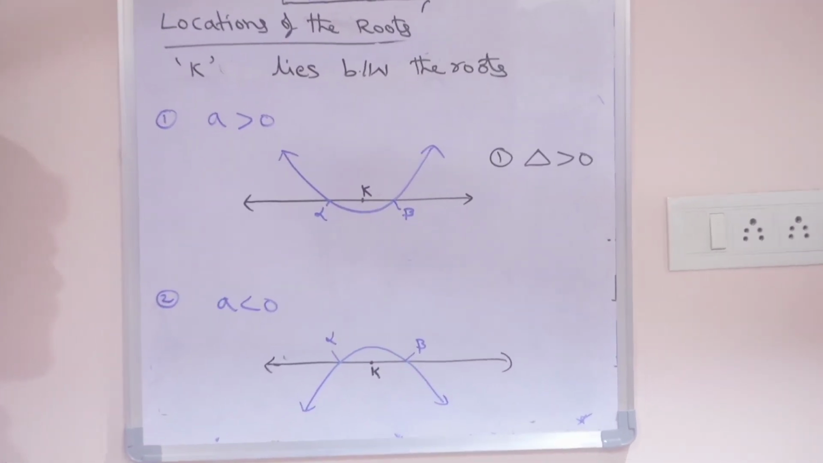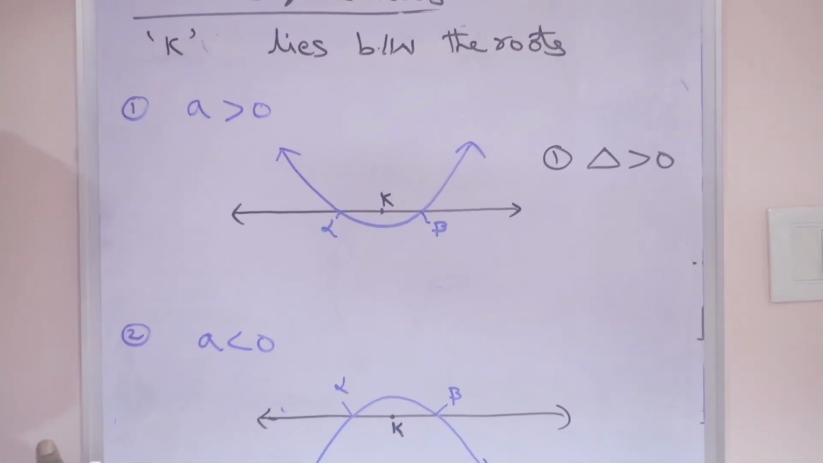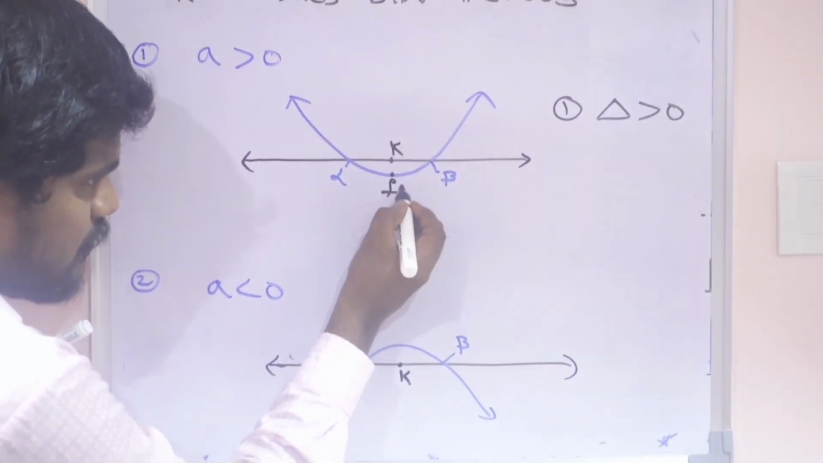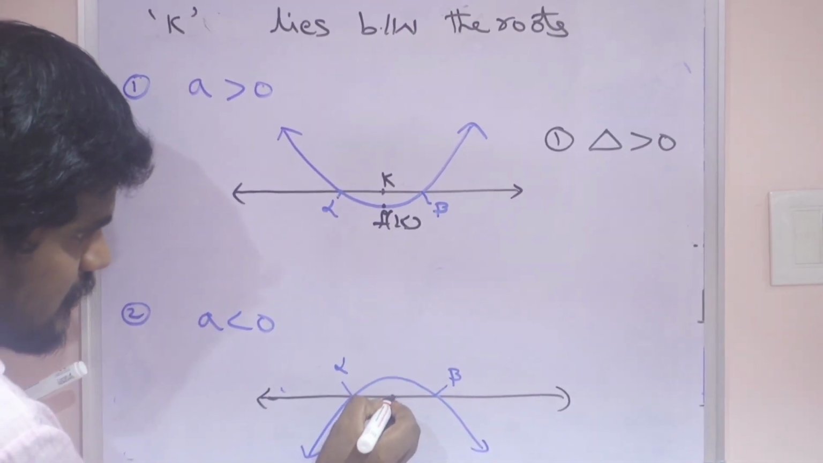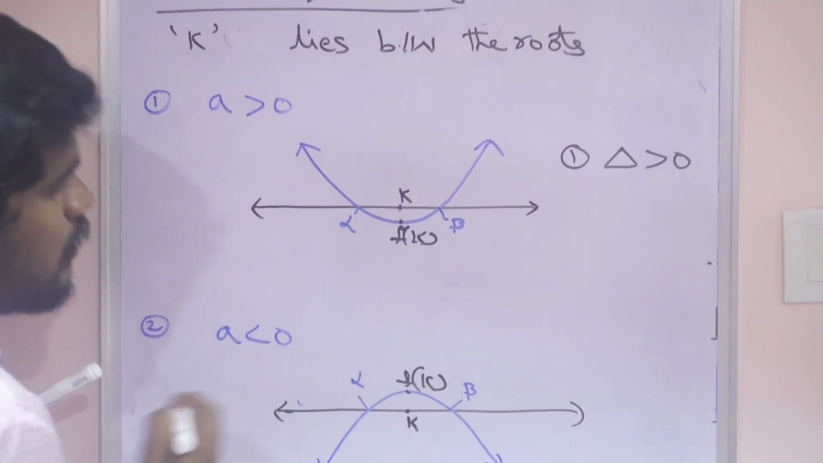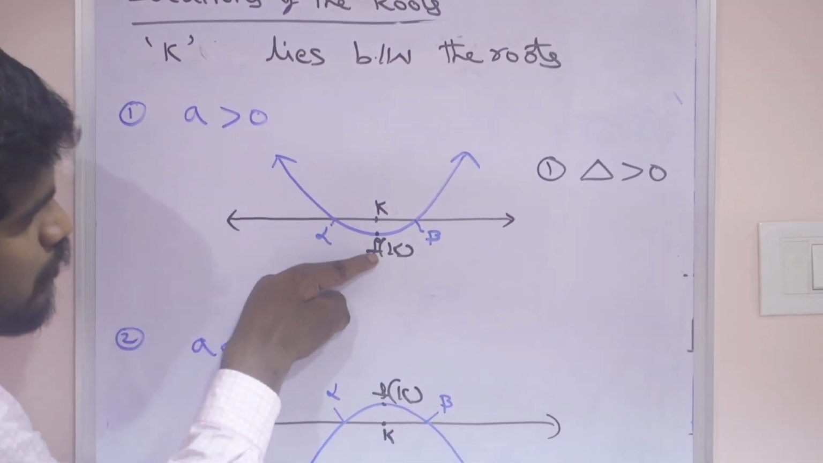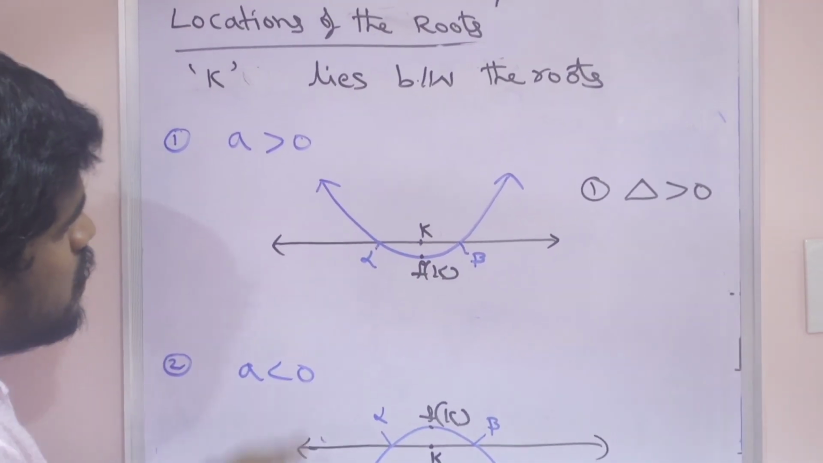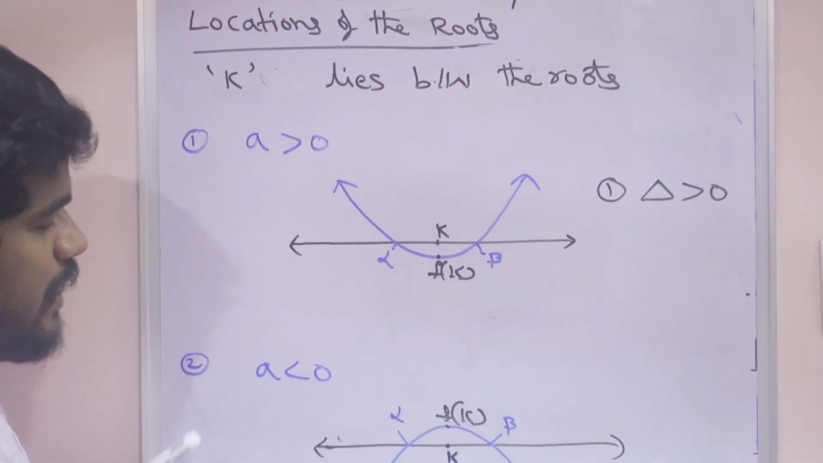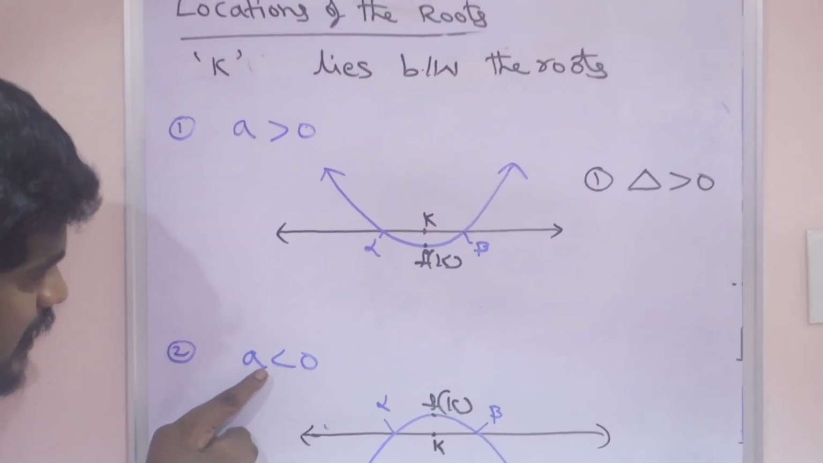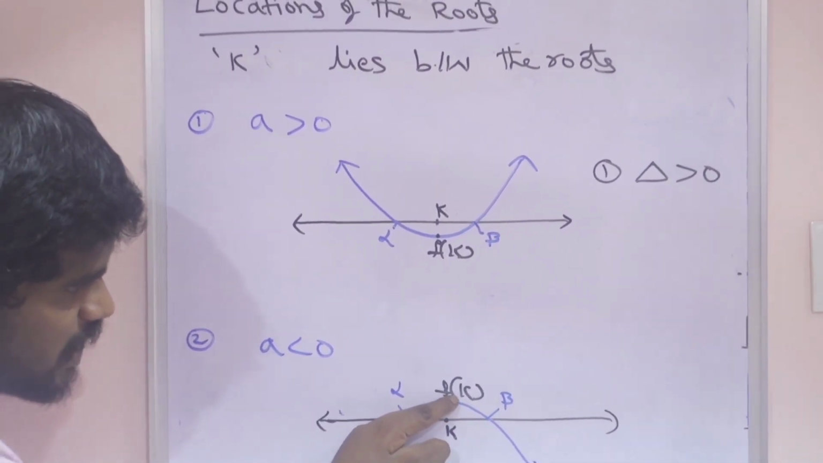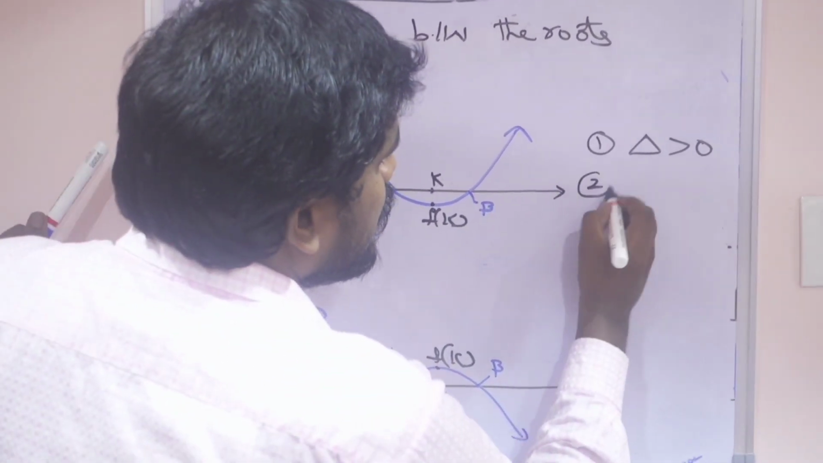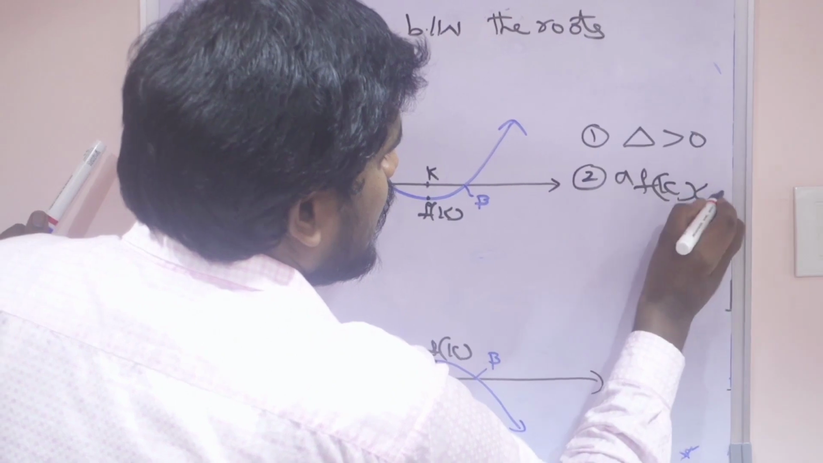And next, the second point, a into f of k. Now this is k and this value is f of k. And here this is k and this value is f of k. Now a is positive, f of k is negative. So positive into negative is negative. So a into f of k is negative. Here a is less than 0, a is negative, but f of k is positive. So negative into positive, negative. So the second case is a into f of k is less than 0.